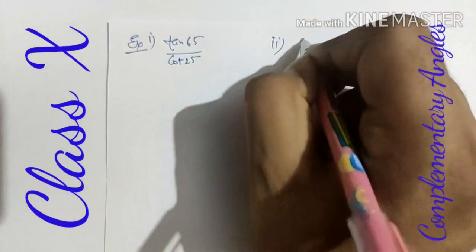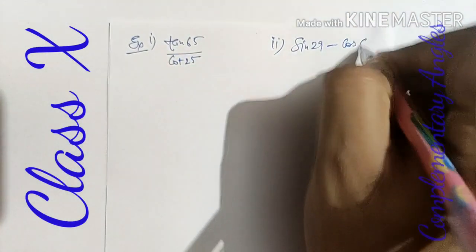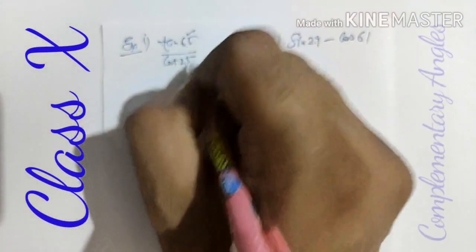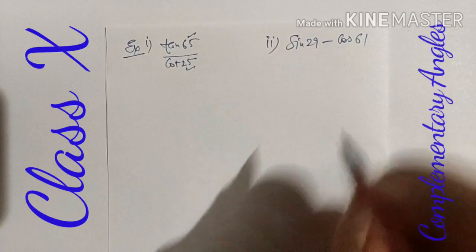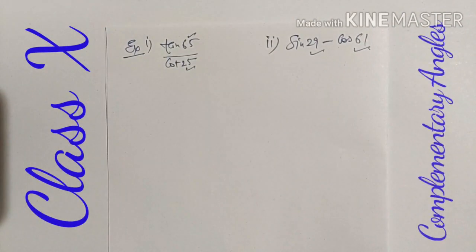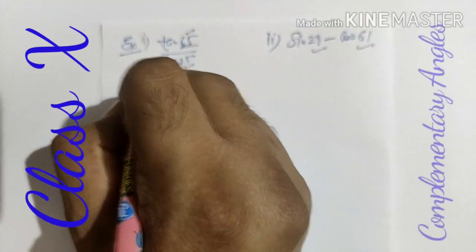Another example, suppose it is given by sine 29 minus cos 61. If you see here, the sum of these two angles is 90. The sum of these two angles is also 90. So we can change only one of them. It is our choice. We are picking here the biggest one.